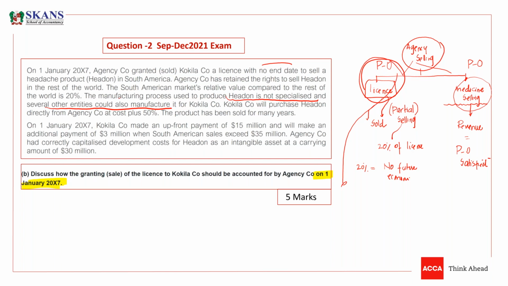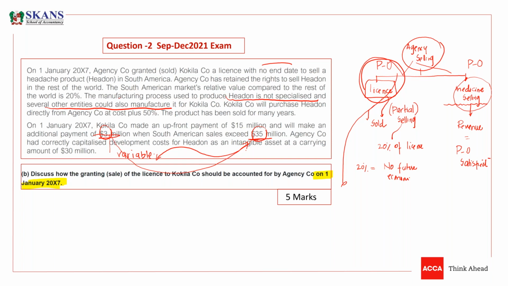Now, on 1st Jan 2007, Kokila company made an upfront payment of 15 million and will make an additional payment of 3 million when South American sales exceed 35 million. This is variable consideration. Variable consideration will be recognized if you are virtually certain. Otherwise, it will be recognized when the sales exceed 35 million. So basically, you can say this is a sales-based royalty. If the sales exceed 35 million, we will get an extra 3 million. So this revenue will be booked when the sales exceed 35 million.